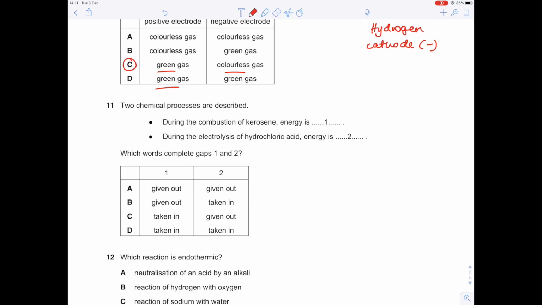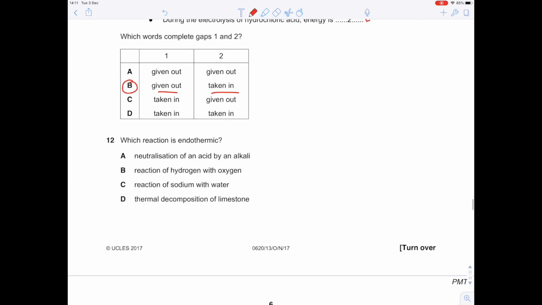2 chemical processes are described. During the combustion of kerosene, energy is, remember that combustion is an exothermic reaction, which means that energy is given out. During the electrolysis of hydrochloric acid, energy is taken in. So what matches with that? Well, it's B. Given out, taken in.